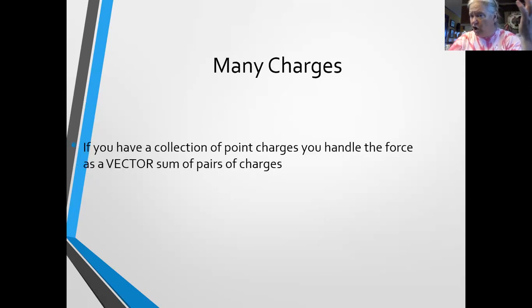If I've got lots of charges, what I do is I have to do a vector sum. I have to do a component method vector addition of the charges. Usually I'm solving for the force on a single charge due to all of the rest of them.